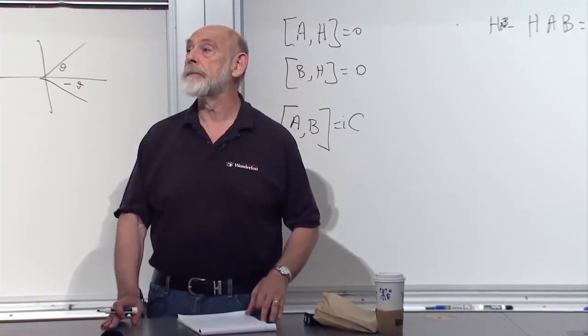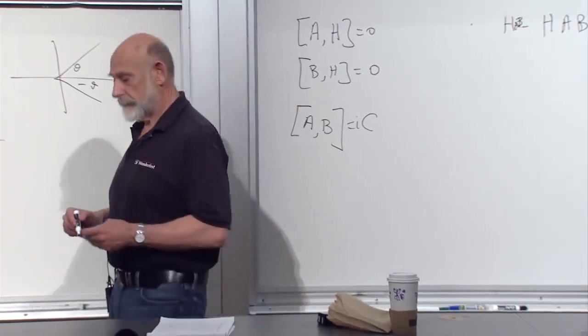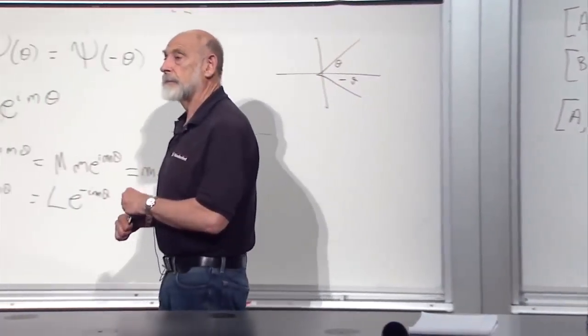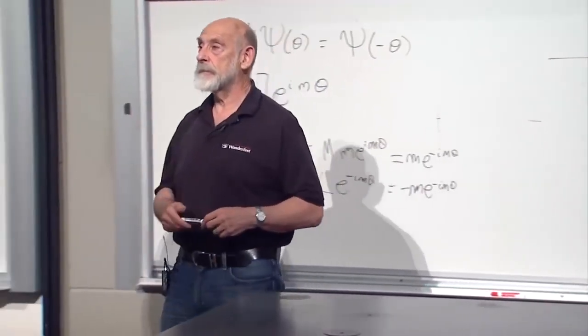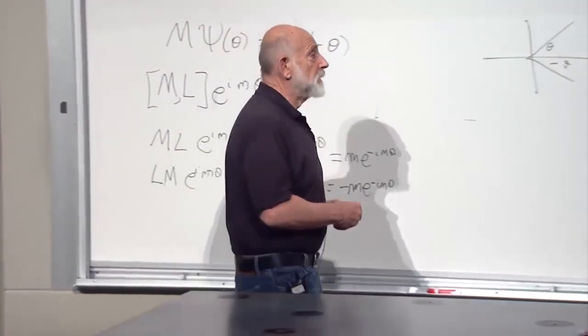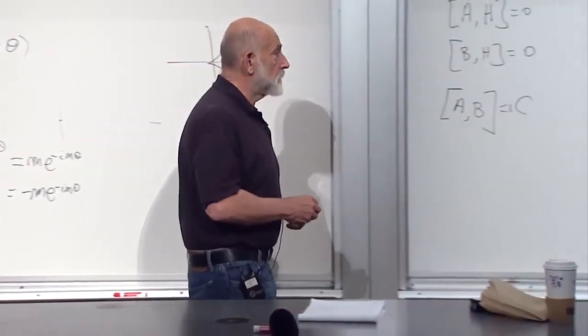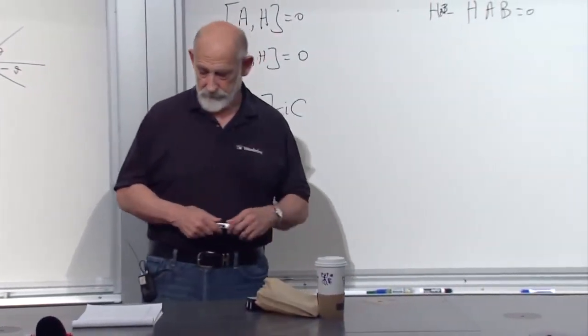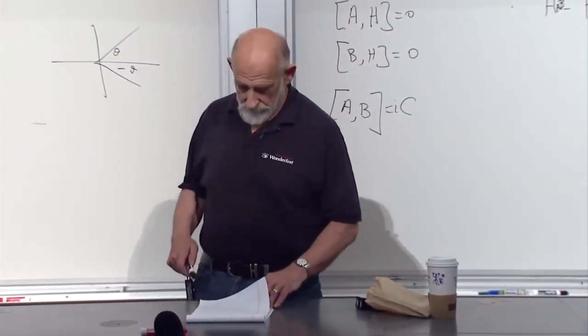Yeah. Just to make sure I understand your argument, what you showed was that if you have A and B that commute with H, then the product AB commutes with H. It does. And then since the commutator is just AB minus BA, you'll get the full commutation. Yeah.